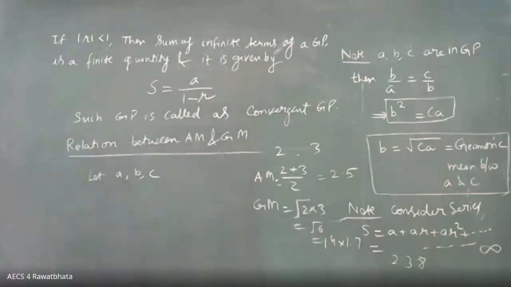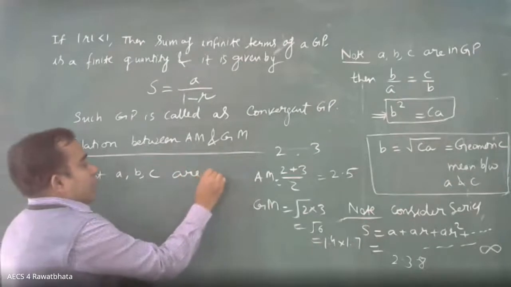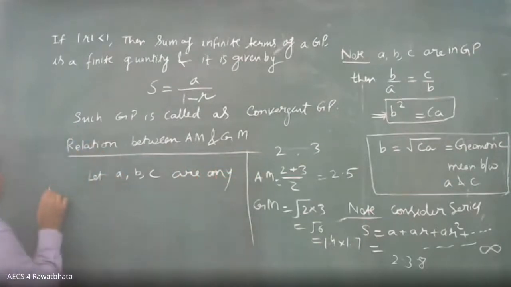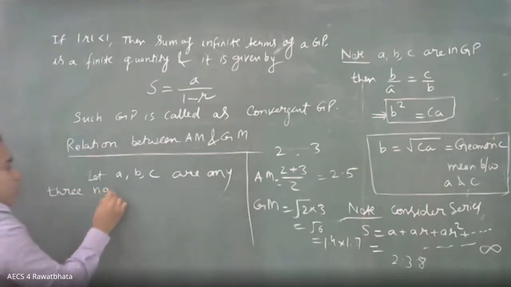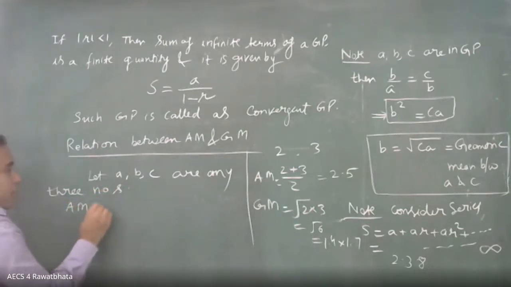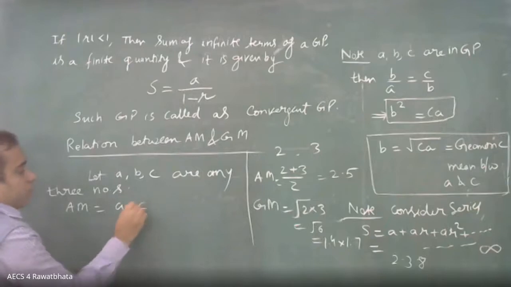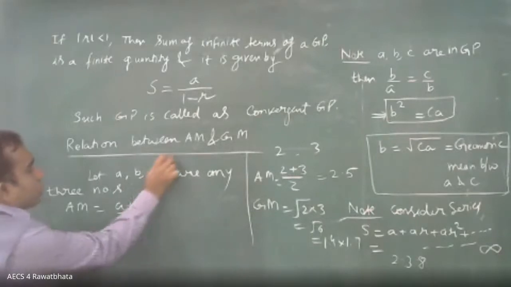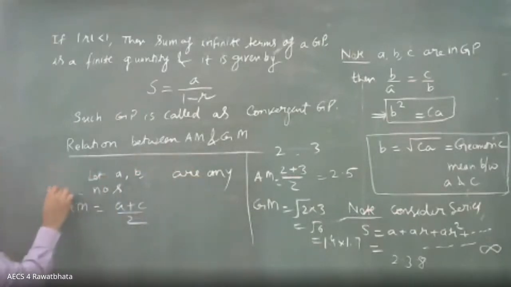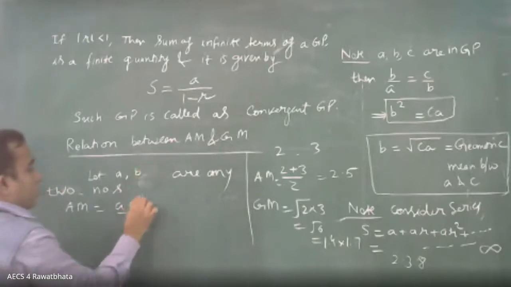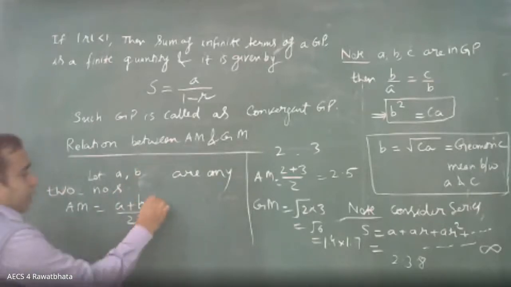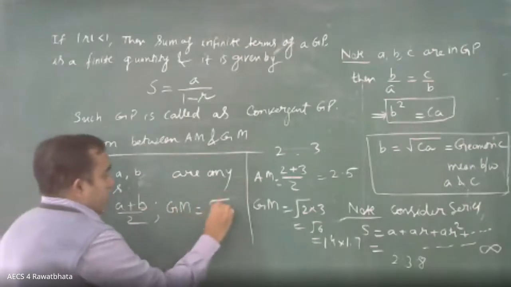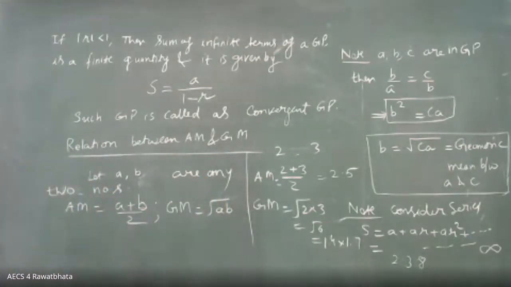But let us prove in general. Suppose A, B, C are three numbers. Are any three numbers? Then AM will be A plus C whole by 2. Any two numbers you take, A and B are any two numbers, then AM will be A plus B whole by 2, and GM will be root AB. So let us find a relation between them. Yeah, we can find out.